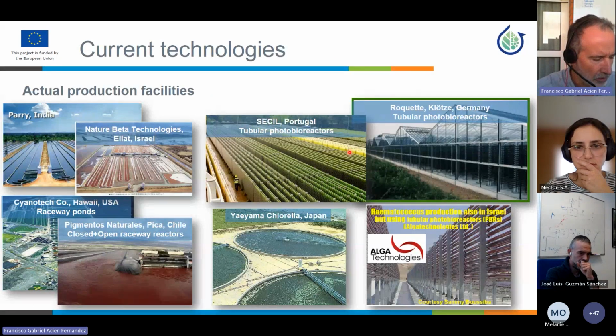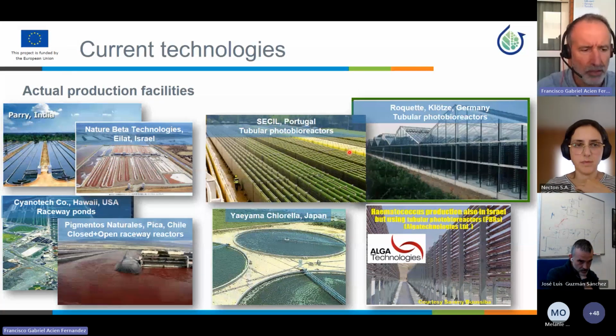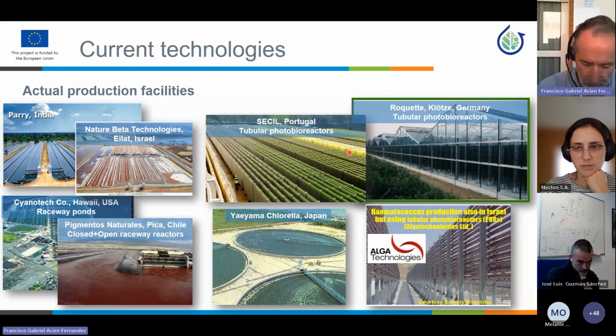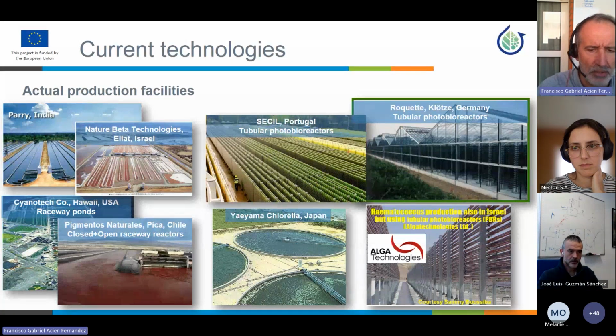As probably all of the attendees already know, the actual production facilities are more or less based on 2 major technologies, Raceway Reactors and tubular systems. All of them are working for different purposes, production of microalgae biomass for different applications around the world, and they are reliable technologies. The challenge is to be able to scale up these production facilities, and of course, always to optimize the production in terms of higher productivity and lower production costs.